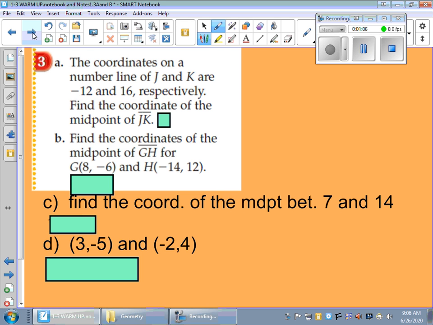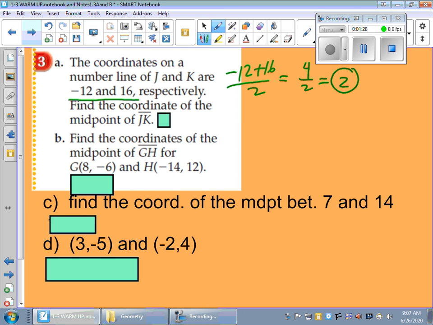Find the midpoint between negative 12 and 16. Now again, you're not going to plot that on a number line. That's going to take you too long. Probably not going to work out as easily as you want. So it's just simple, negative 12 plus 16 divided by 2. Negative 12 plus 16 is 4. 4 divided by 2, final answer is 2.